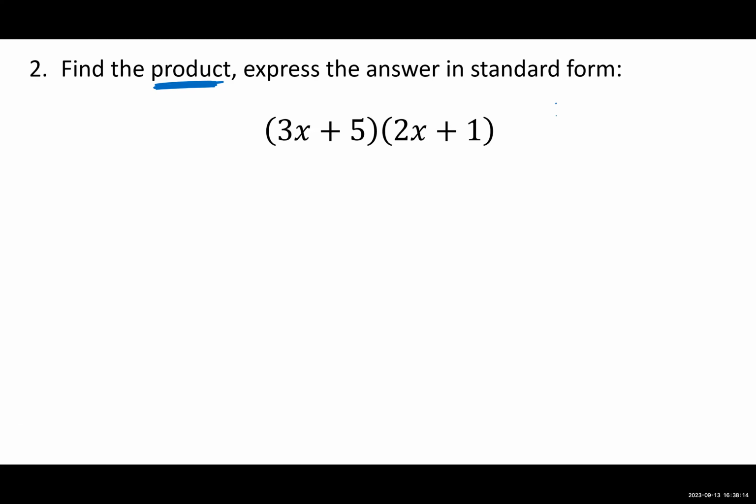You may have seen the mnemonic device FOIL, F-O-I-L. It stands for first, outer, inner, last. So basically, each term in this first set of parentheses has to multiply each term in the second set. So the 3x has to hit the 2x, and it has to hit the 1. The 5 has to hit the 2x and also has to hit the 1.